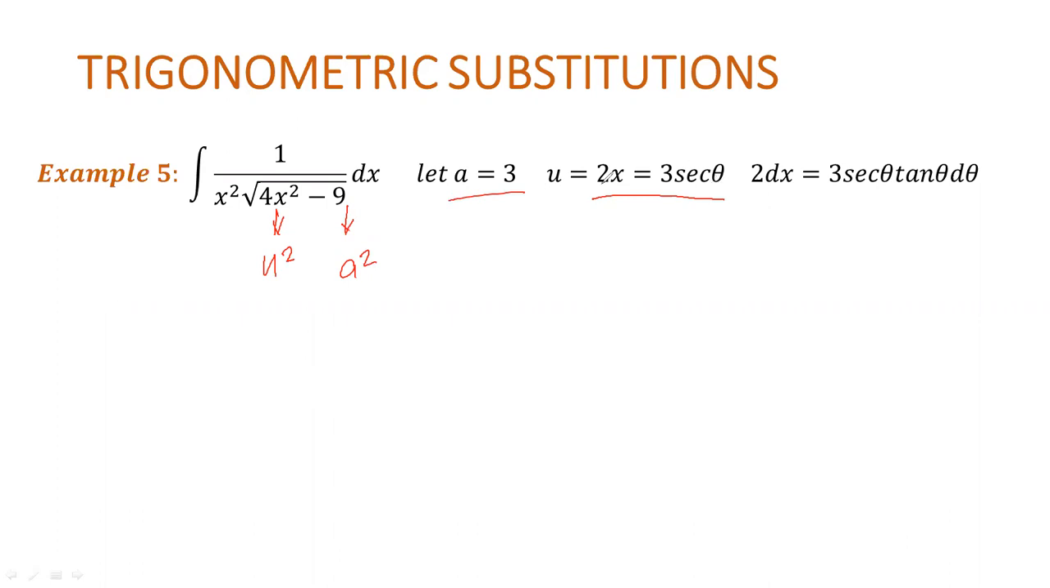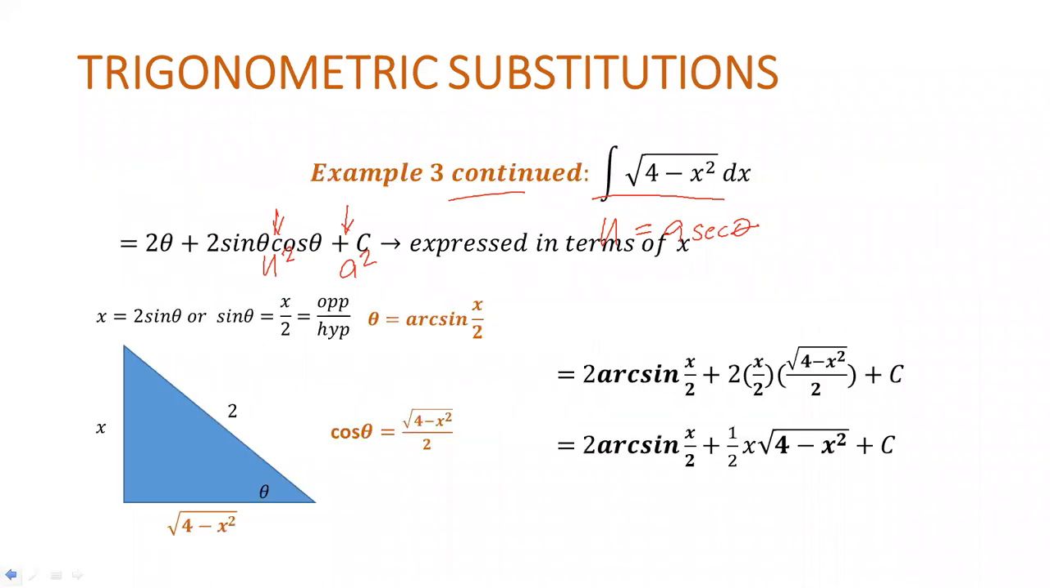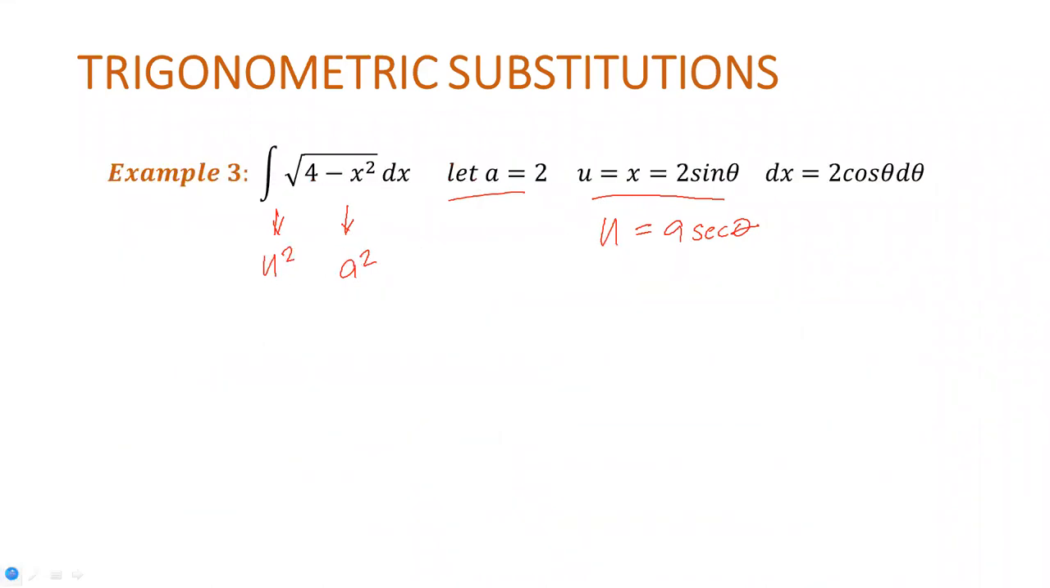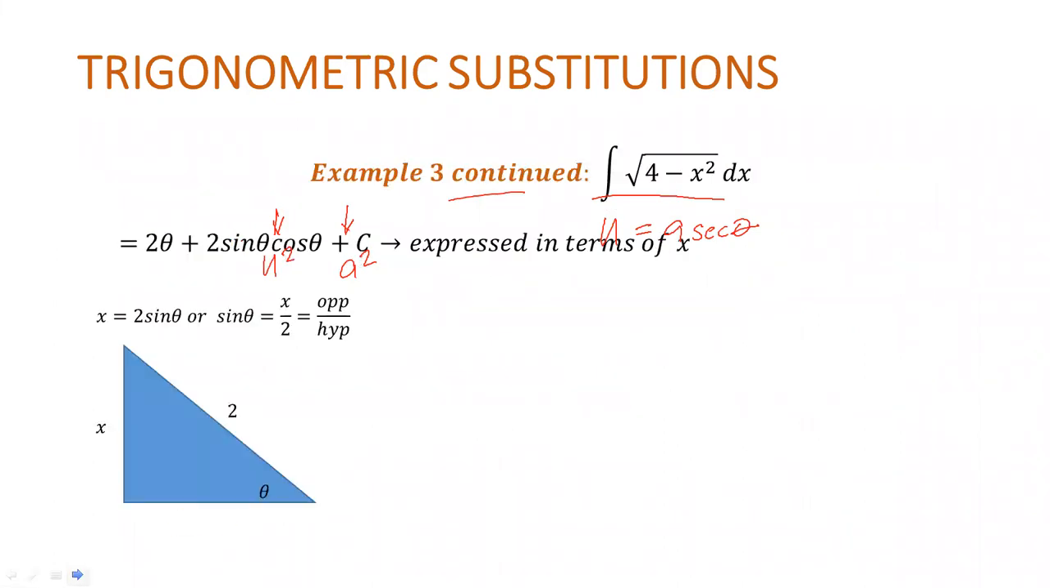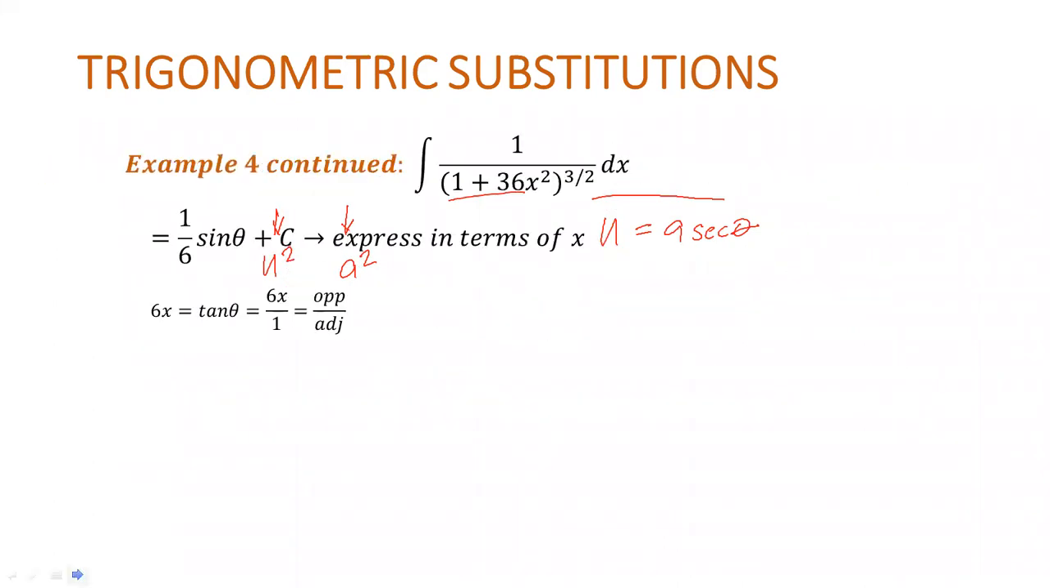The substitution equation for secant is u equal to a secant theta. You may ask, where did it come from? If you recall, I like to go back to the page where all this started, trigonometric substitution. Here: u equal to a sine theta, u equal to a tangent theta. So the u and the a are paired with these functions. Now let's go back to where we are. We are on the 5th example.